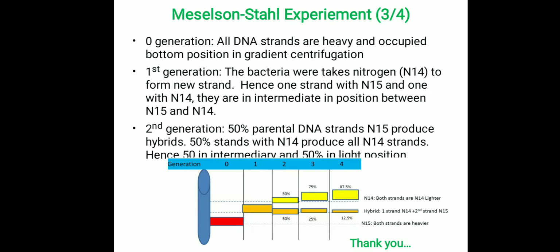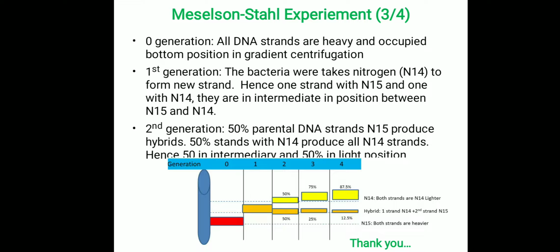So in generation 0, that means the E. coli grown for several generations carrying N15, the DNA ultimately becomes heavier. In sucrose density gradient centrifugation, just assume this is a tube in which sucrose is there. They load the DNA at the top and perform centrifugation. At the end of centrifugation, they identify the place by relative distance from the top. Here you can see the heavier N15 DNA moves to the bottom position since it is heavier, that is generation 0.